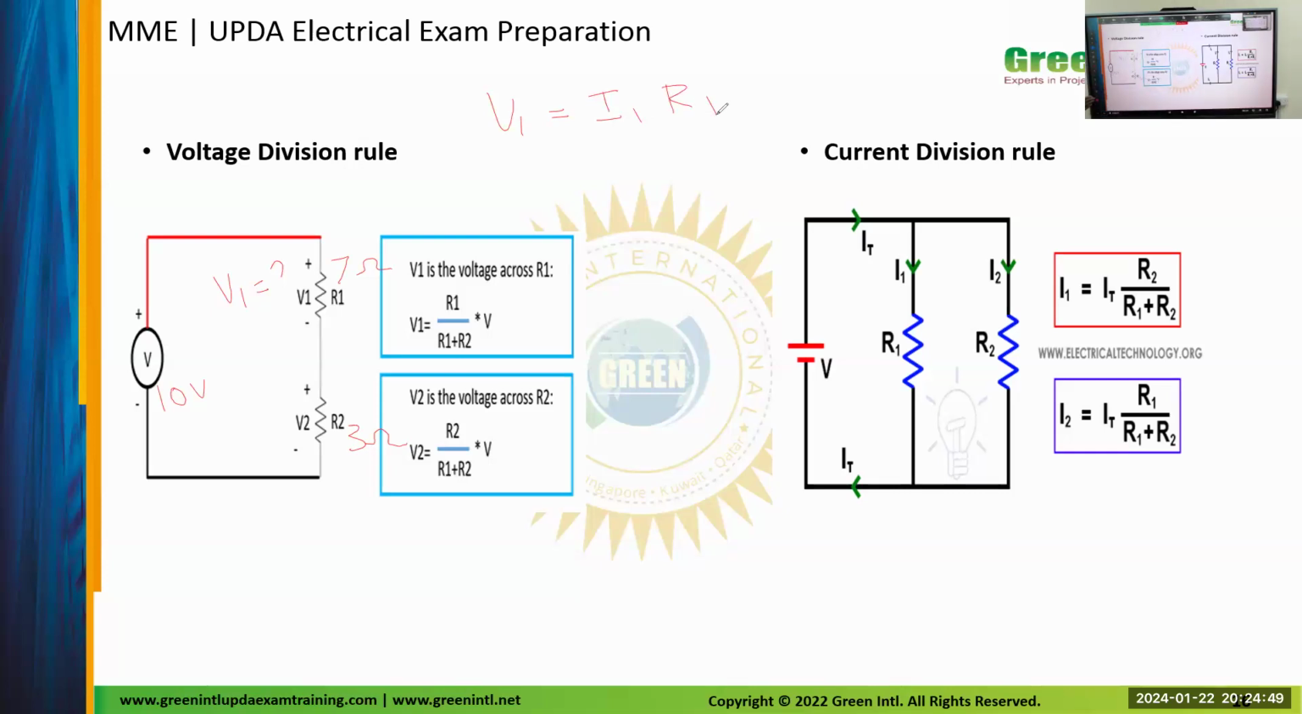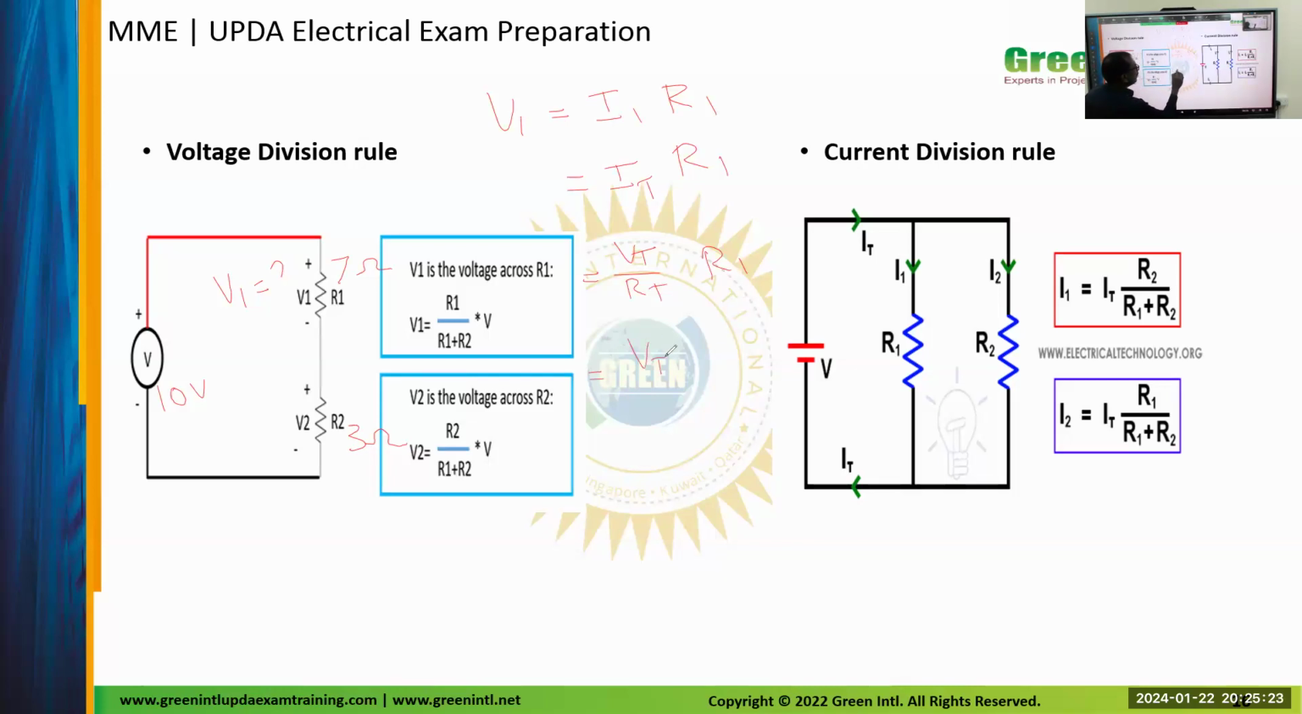What is I1? I1 is the current flowing through R1. But it's a series circuit, and in a series circuit the currents are the same. So instead of I1, I use I, the total current. I into R1, and instead of I put IT, the total current. How to find the total current? Total voltage divided by total resistance, into R1.